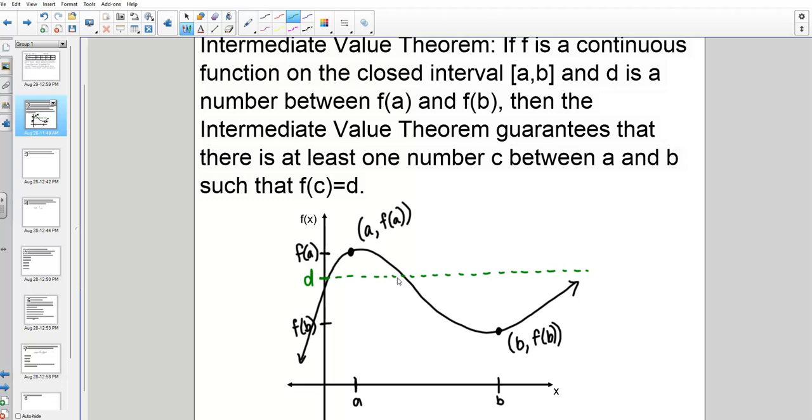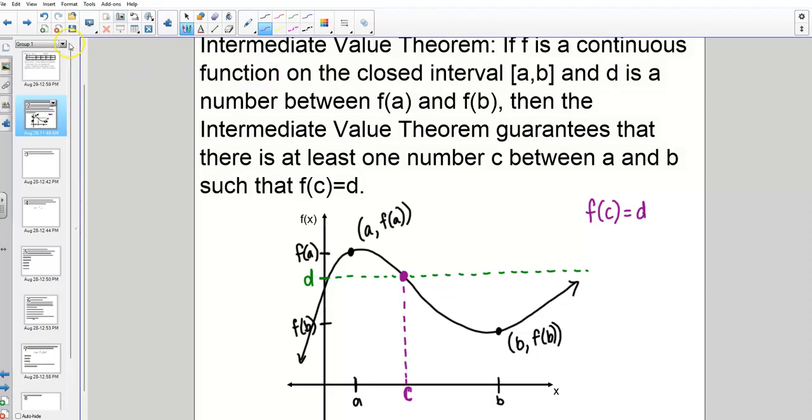So what the intermediate value theorem is telling us is that there has to be a point right here, at least one, although it could be more than one, because your graph could be a sine graph that goes back and forth a bunch of times, right? There has to be a point here where there's some number c right here where f of c equals d. At least one. There could be more than one, but you have to go through that point.